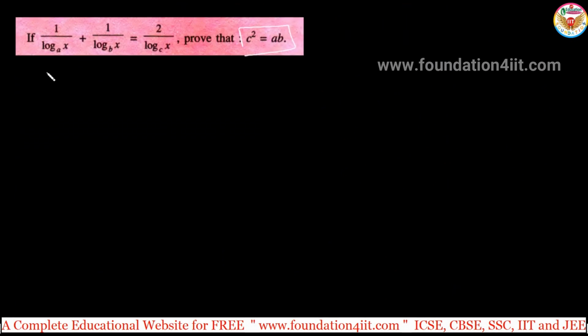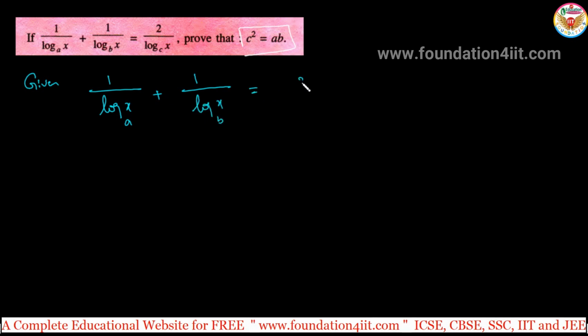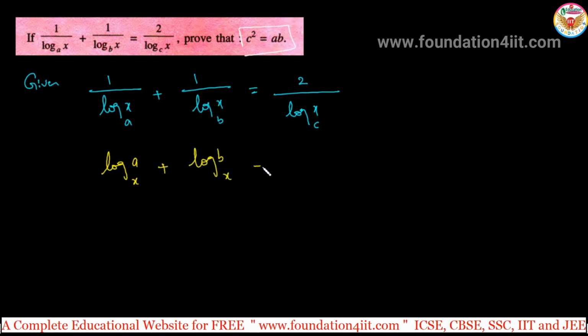So from the given, 1 by log x to the base a plus 1 divided by log x to the base b is equal to 2 divided by log x to the base c. So log x to the base a, if you take it to the numerator, becomes log a to the base x, plus log b to the base x, equals 2 into log c to the base x. Right?